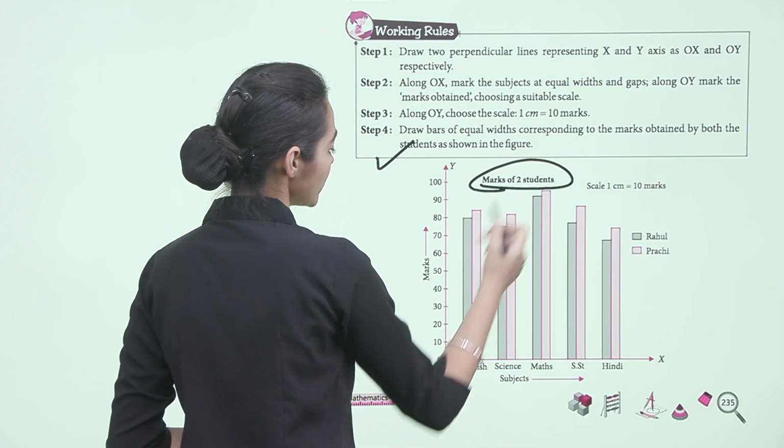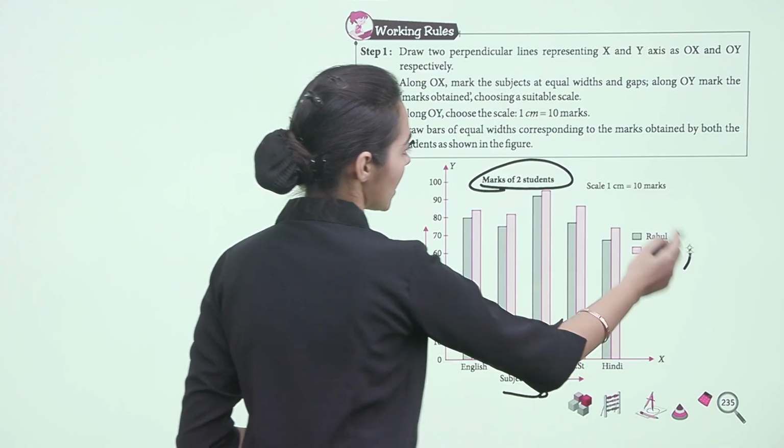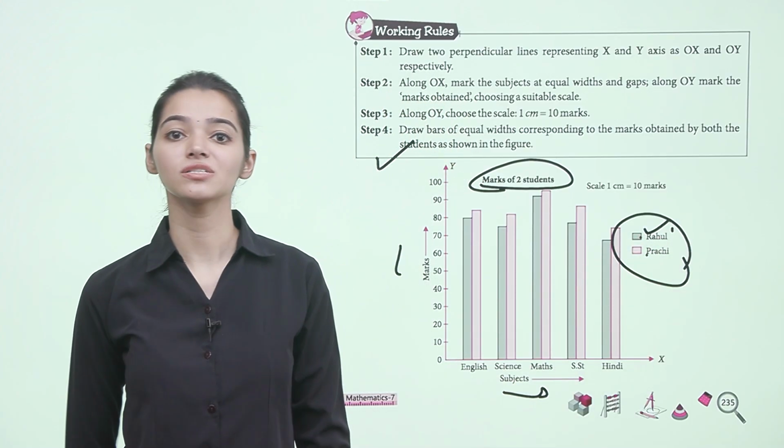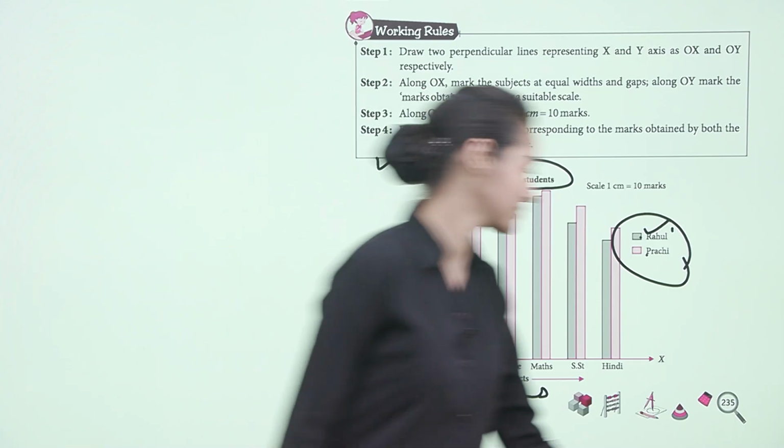Here are the marks of the two students, and here are the subjects. Rahul's marks are represented by the grey bars and Prachi's marks are represented by the pink bars.